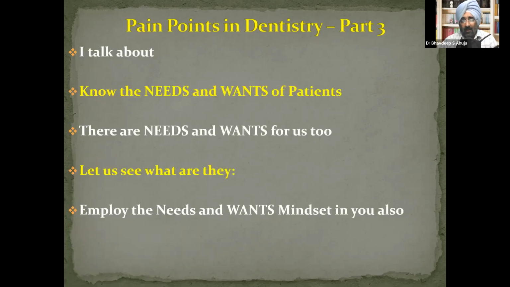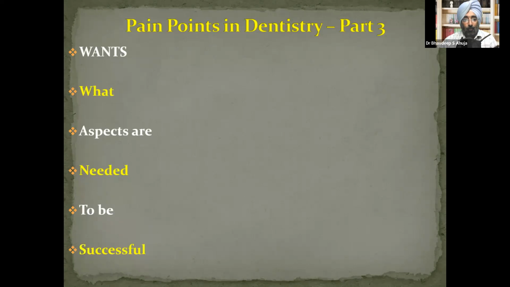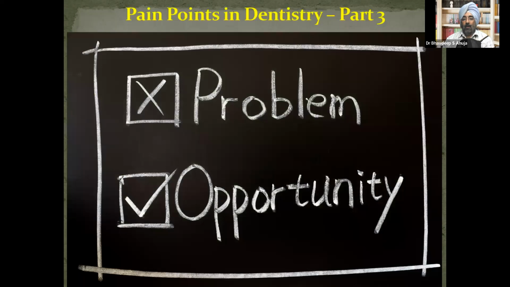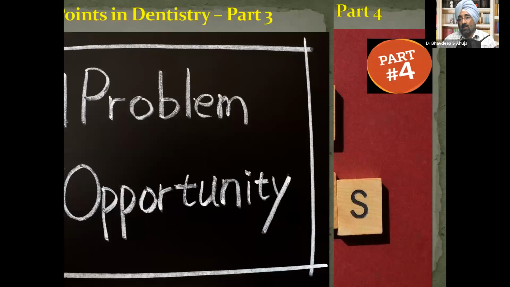And of course, needs and wants, I gave you different acronyms for that. So new, emerging, and existing difficulties to be solved, and what aspects are needed to be successful for wants. Of course, every problem presents an opportunity. With this, I finished session number 3 and came to the end, discussing the fundamentals of the business.